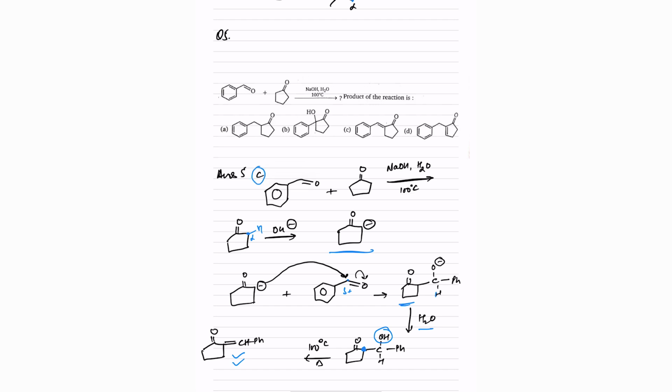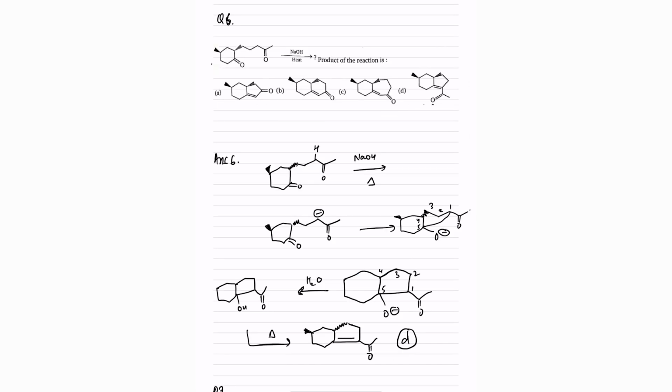So the answer of this reaction is C. Now come to question number 6. In question number 6, we have been asked the product of the reaction. NaOH and heat is given. Two ketones are there. Clearly it looks like an intramolecular aldol. Now let's see how to do the reaction.